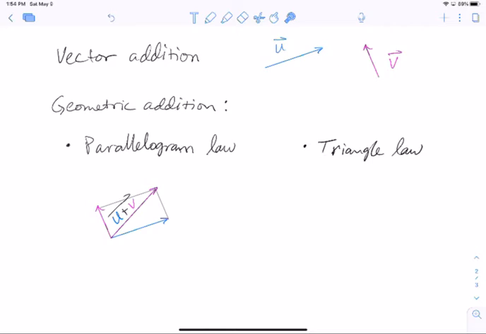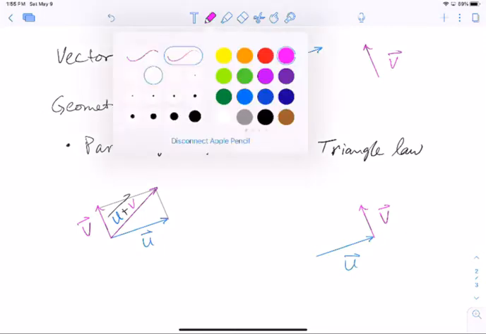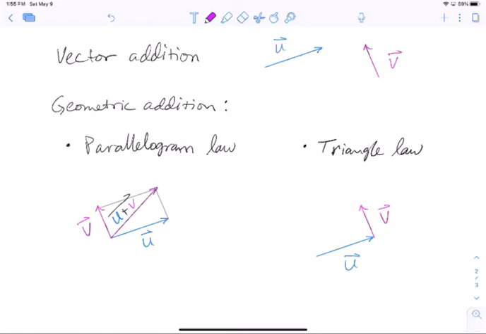The triangle law. And I noticed I forgot to label u and v in the first picture, but I've done it now. Here we've got u and v, and what we've done is we've taken the tail of v and placed it at the head of u. Now the vector that is formed by going from the tail of u to the head of v is also the vector u plus v.